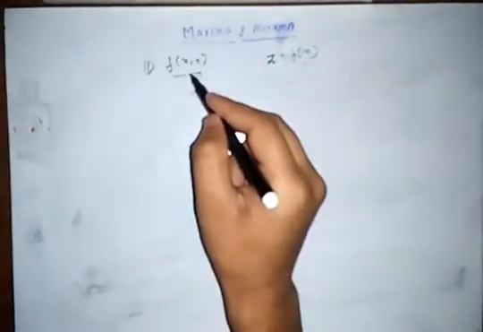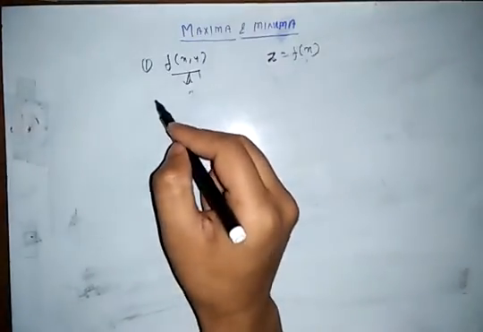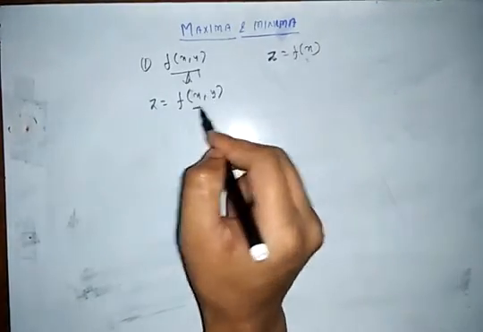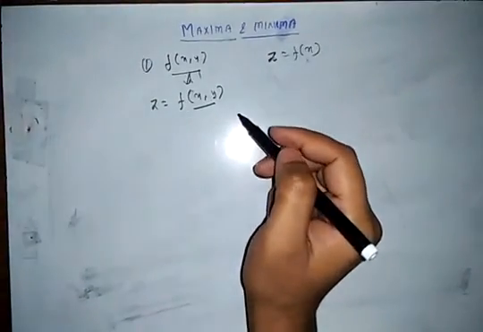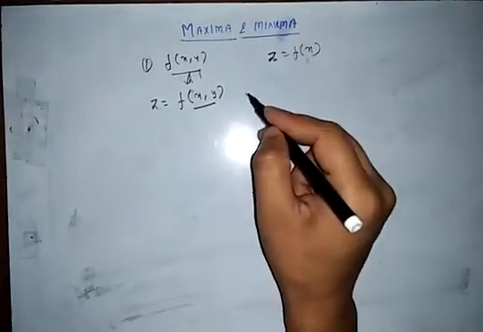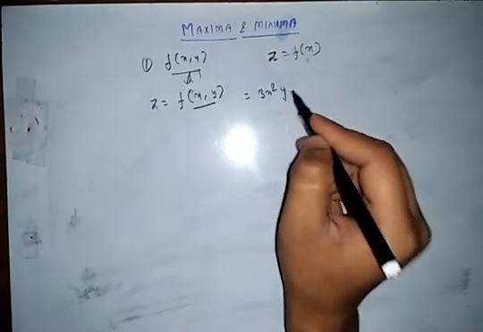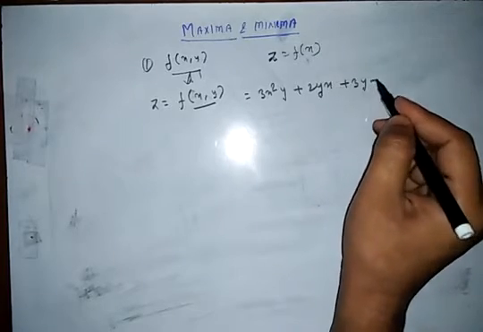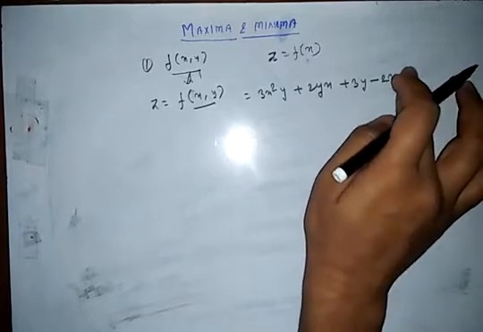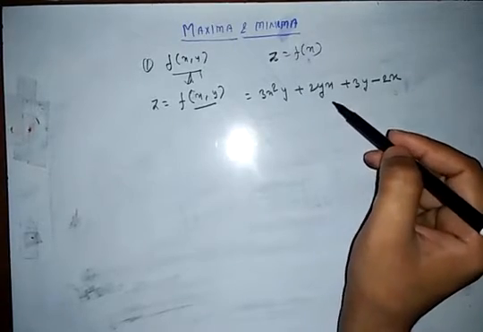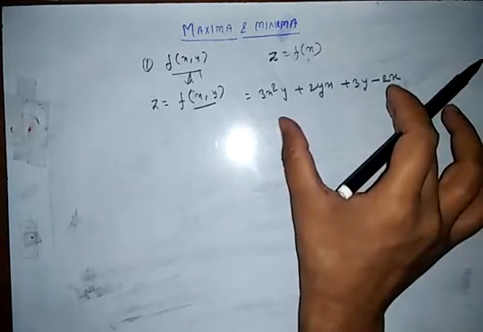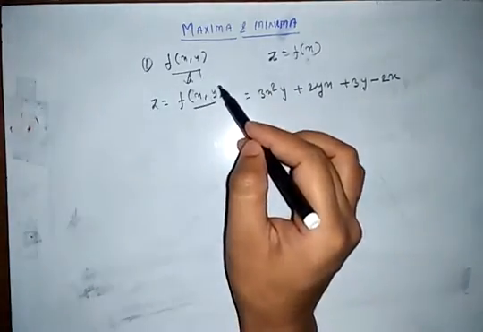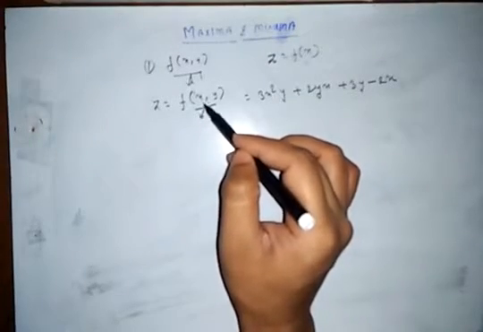Okay, so for two variable functions, suppose z is f of x and y. Suppose this is a two variable function, so we are assuming any two variable function. Suppose given here 3x square y plus 2yx plus 3y minus 2x. Okay, this is the function given, and we have to find the maxima and minima. Okay, so how? Let's see. For a function containing two variables x and y.